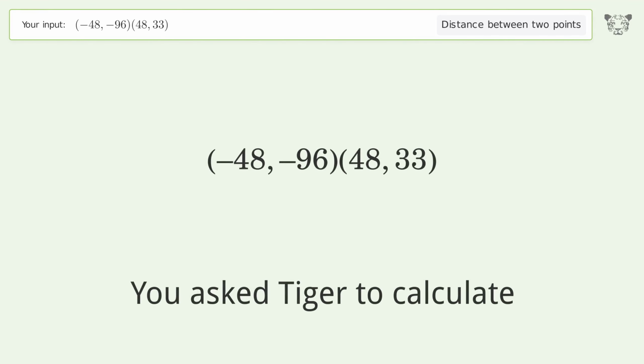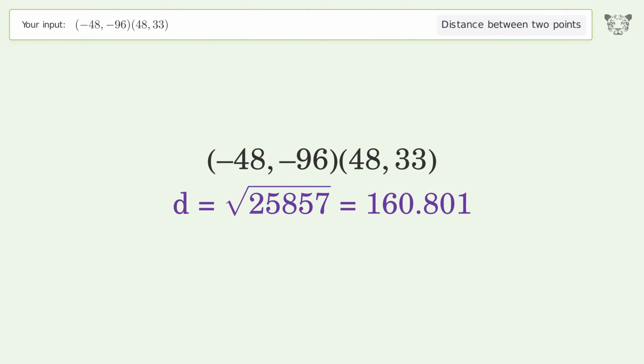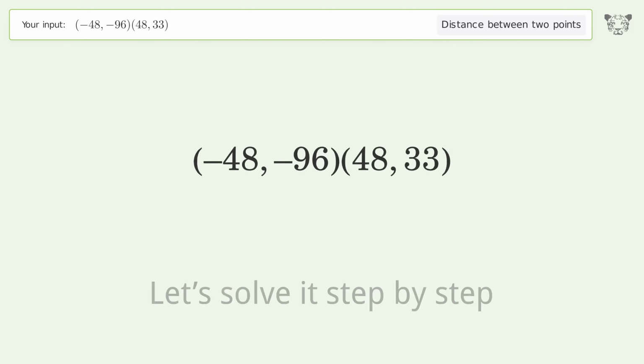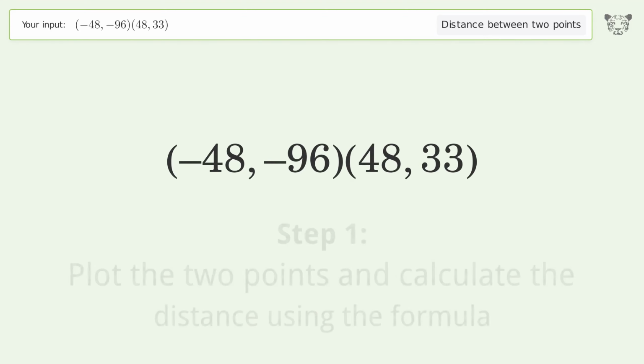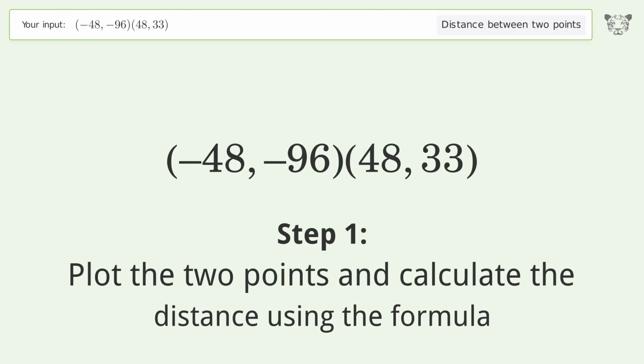You ask Tiger to calculate. This deals with the distance between 2 points. The distance between the 2 points is the square root of 25,857 or 160.801. Let's solve it step by step. Plot the 2 points and calculate the distance using the formula.